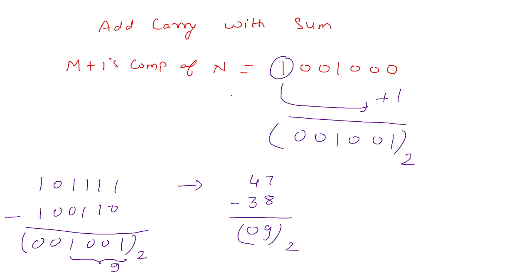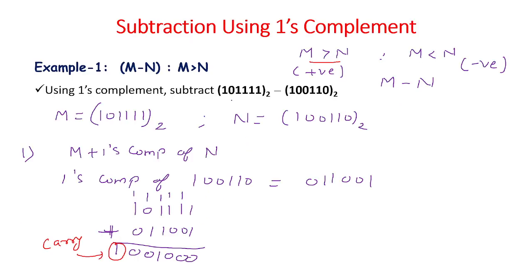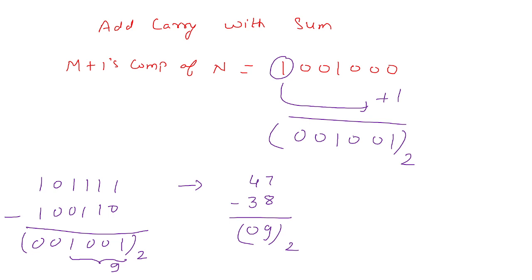So in this problem, what we have done, we subtracted the number n from m with the help of 1's complement. By using the 1's complement, we add the 1's complement of n with m. We get some result. Case is m greater than n. Always carry will generate here. So this carry will be added to the sum and we'll get the final result after adding the carry. And this can be verified with the conversion in the decimal also.